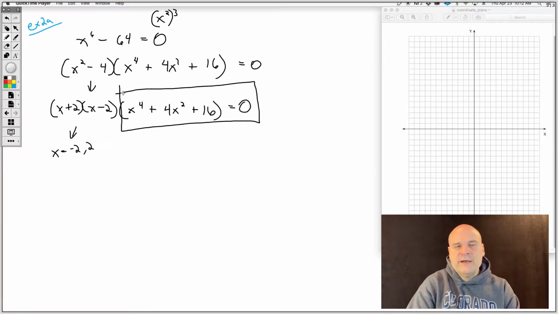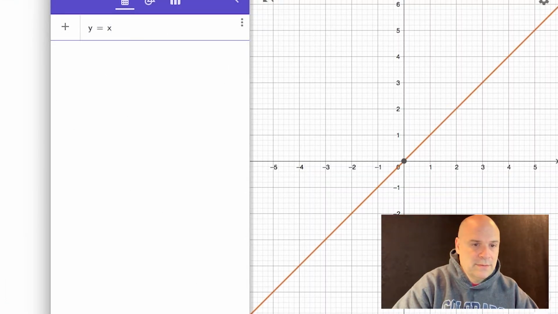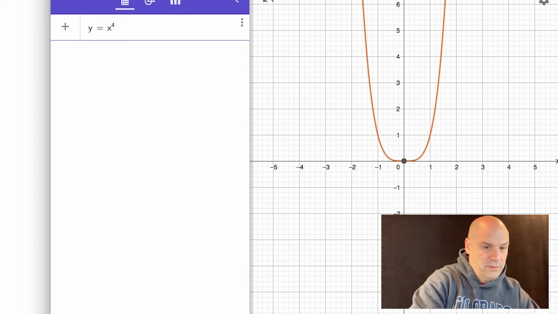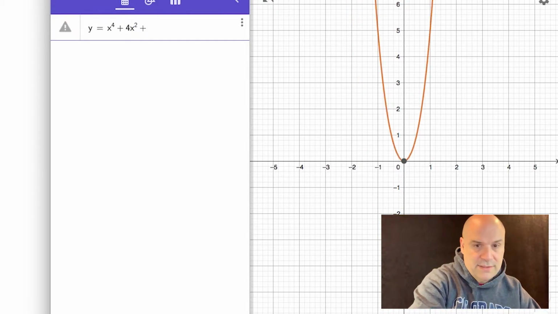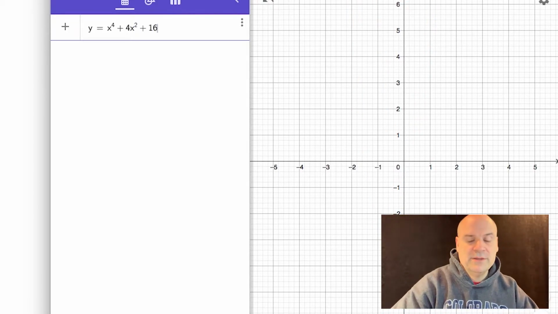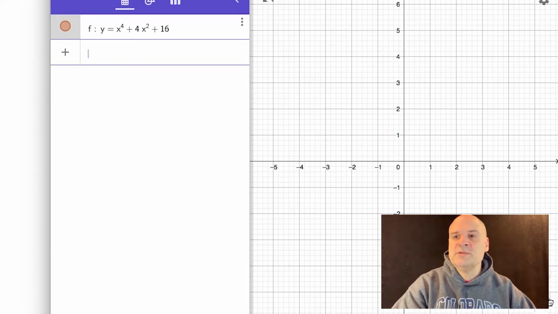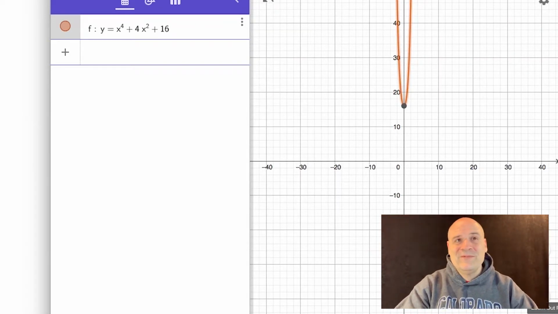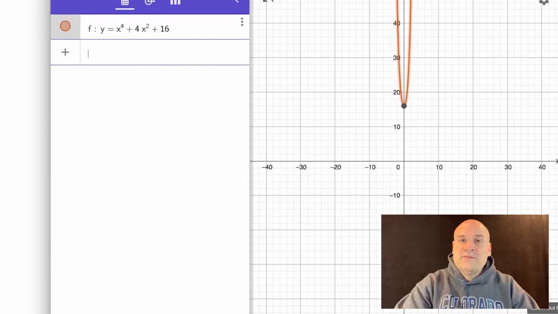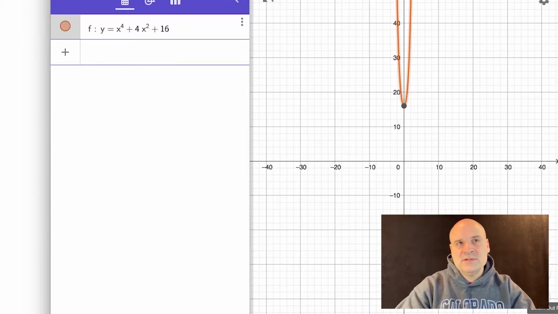Well, how about we graph it? So y equals x to the 4th plus 4x squared plus 16. All right, well, what does that look like? Well, I can't even see it, so I'm going to zoom out a little bit, and it's all the way up there. So remember, we're trying to find where our y is 0. Well, it does not cross the x-axis at all, so there's no solution to this.